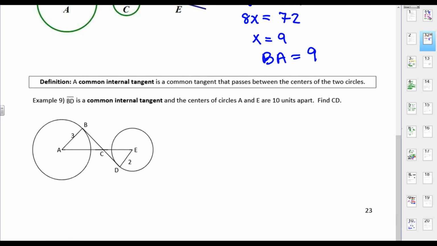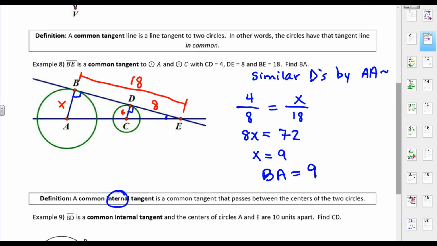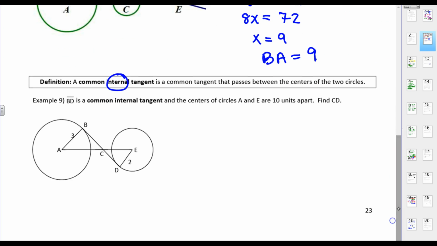So let's take a look at this one. In this picture, I have what's called a common internal tangent. A common internal tangent is a line that's tangent to 2 circles and passes through the line connecting the centers of the 2 circles. So if you see, I connected the centers by AE, and that tangent line BD crosses that line. So it's considered an internal tangent, whereas this one up here was an external tangent, right? That's an external tangent because my common tangent did not cross that line.